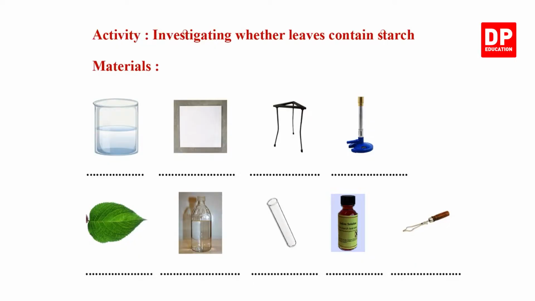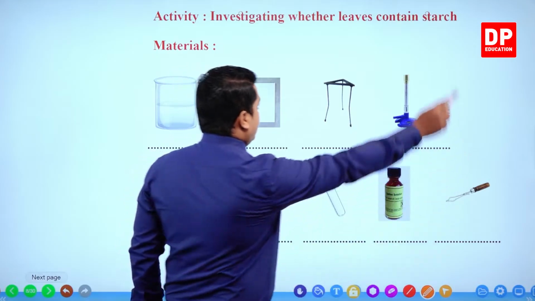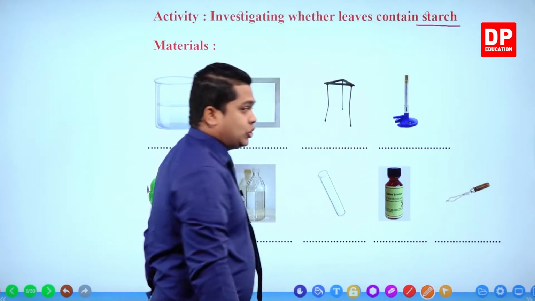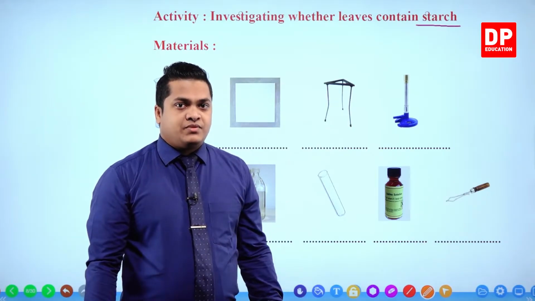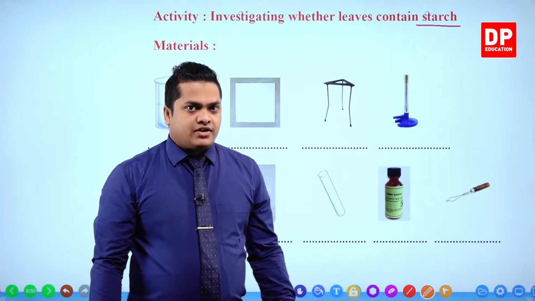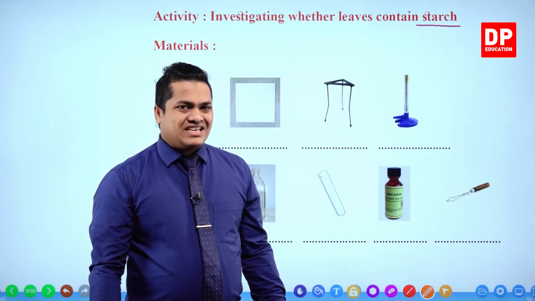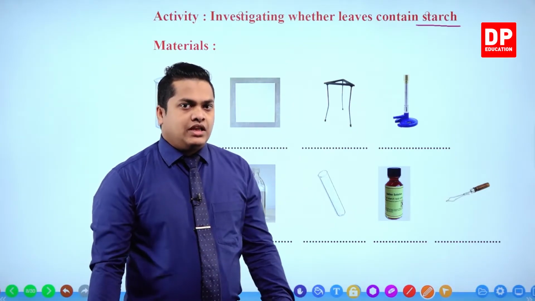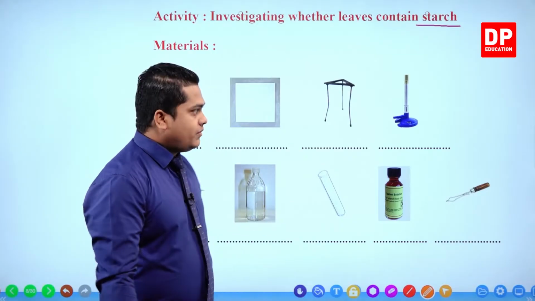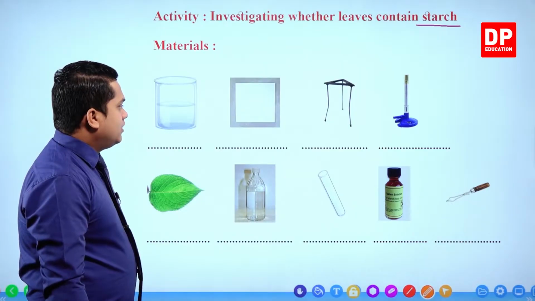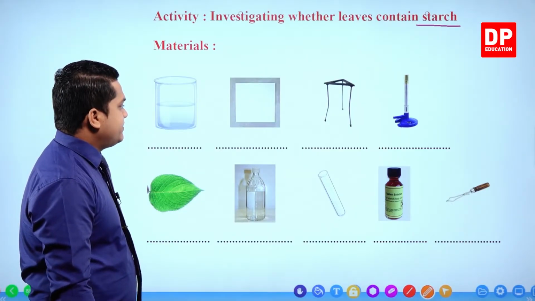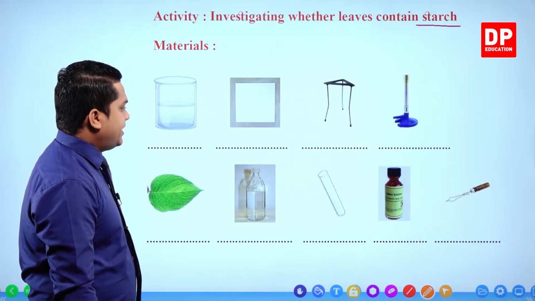So my dear children, you are given the activity investigating whether leaves contain starch. Remember, we are checking whether there is starch, not glucose. We can't identify glucose within plant leaves because glucose is getting converted to starch. So we are checking whether starch is present within the leaves or not. So you'll be needing these materials when doing this experiment.